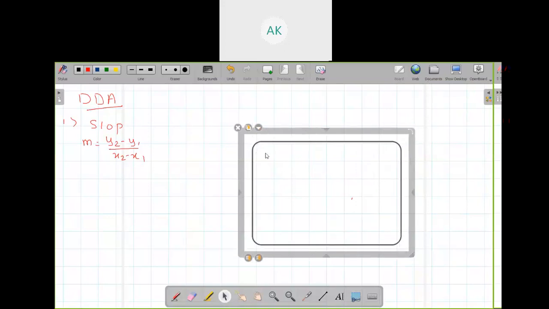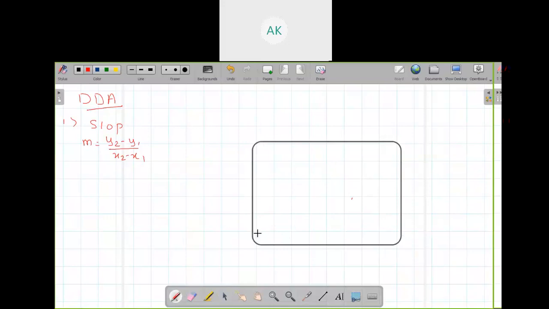One important thing I am explaining here. Suppose this is your screen and there are horizontal lines and vertical lines. Suppose this is line number 0, this is 1, 2, 3, 4, 5, 6, 7. In the same way, vertical lines. Oh, sorry, this is the horizontal line, number 0, 1, 2, 3, 4, 5.